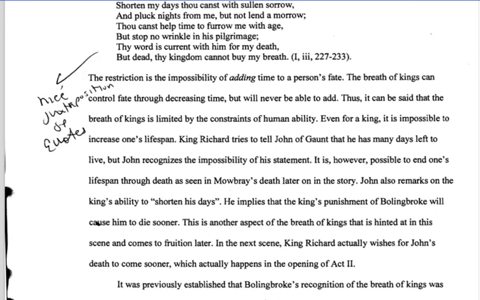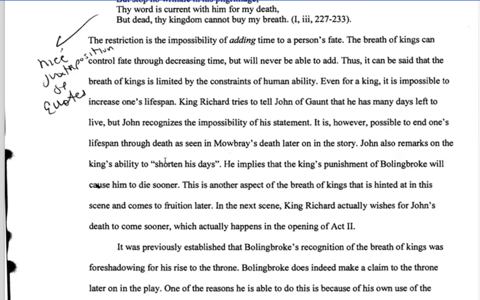King Richard tries to tell John of Gaunt that he has many days left to live, but John recognizes the impossibility of this statement. It is, however, possible to end one's lifespan through death, as seen in Mowbray's death later on in the story. John also remarks on the king's ability to shorten his days. He implies that the king's punishment of Bolingbroke will cause him to die sooner.